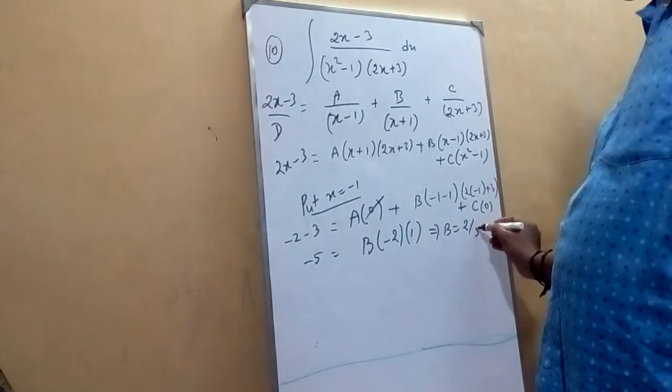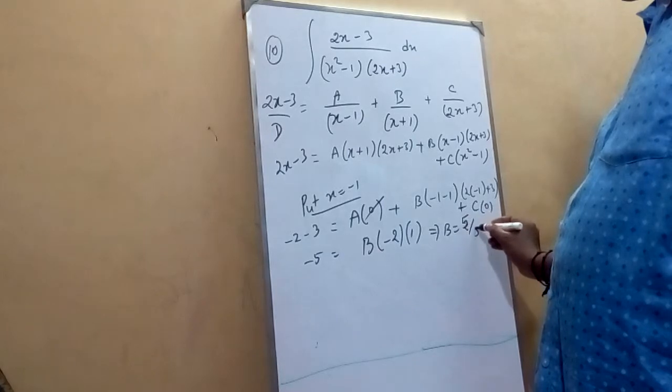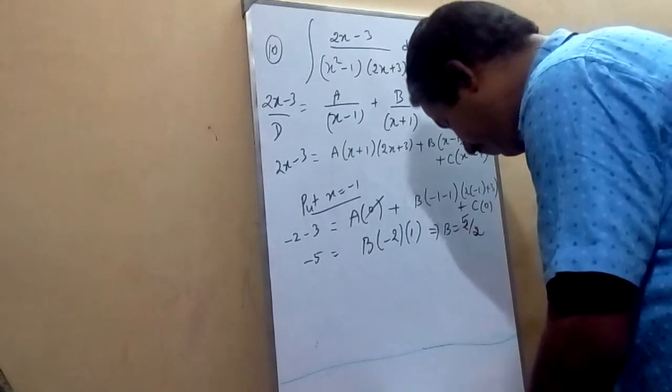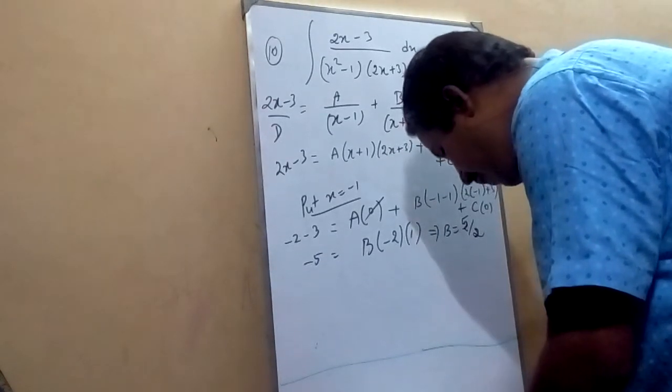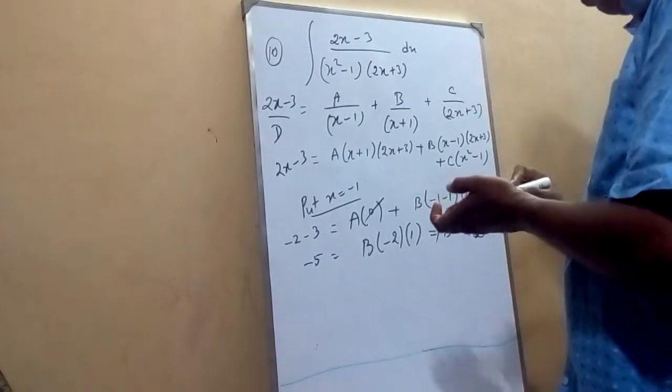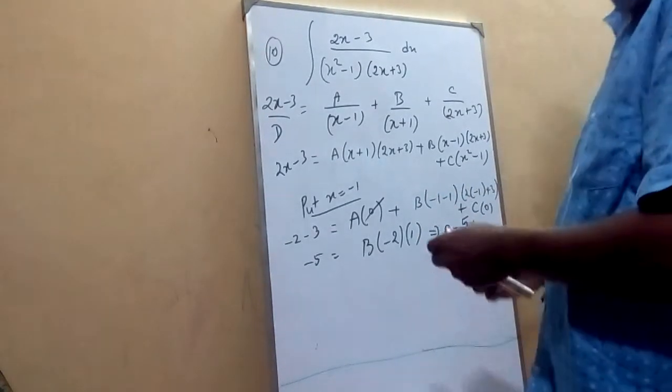Let me check the answer. B is equal to 5 by 2. Let me check the answer again. Currently 5 by 2, this is correct.